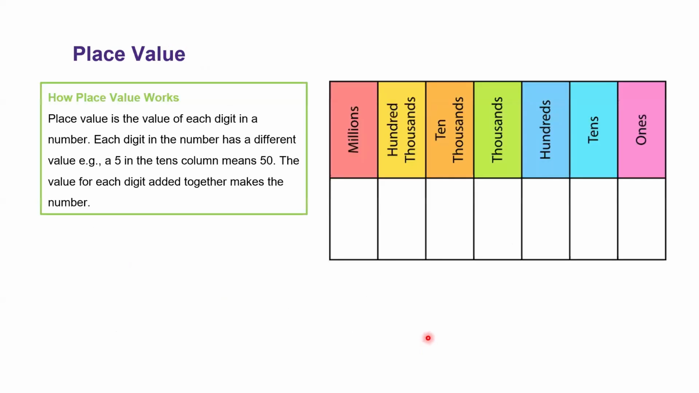Let's make a start. First of all, we are going to look at place value. Place value is a topic that you will know already. It's this idea that whatever column a digit is in changes the value of that number. For example, if I place a 5 in my ones column, that's just the number 5. But if I place a 5 in my tens column, 5 tens is different from 5 ones. 5 tens is 50.